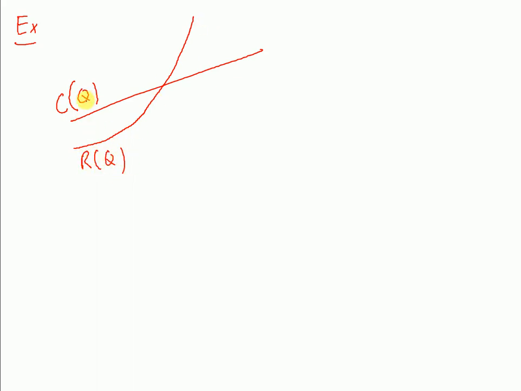Okay, so let's go to one more example. The first curve is called a cost curve, and the second curve is the revenue curve, so they depend on the quantity. Now we have this point and this point. If I draw the tangent line here on the revenue curve, I get the slope, which is the marginal revenue. If I draw the tangent line on the cost curve, I get the slope for the marginal cost.